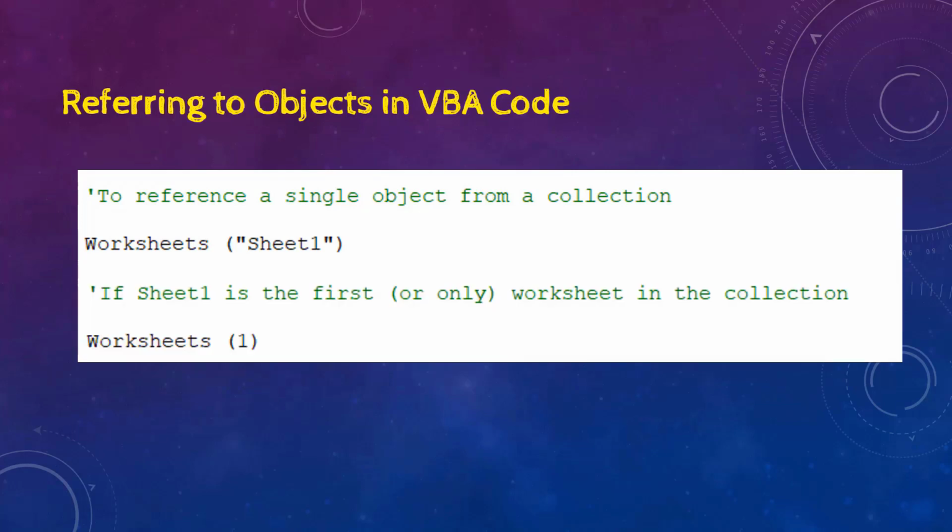In this case, the number is not in quotation marks. If you refer to an object by using its name, use quotation marks. If you refer to an object using its index number, use a plain number without quotation marks.